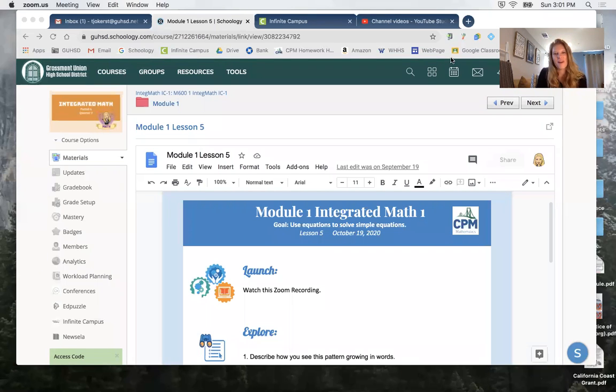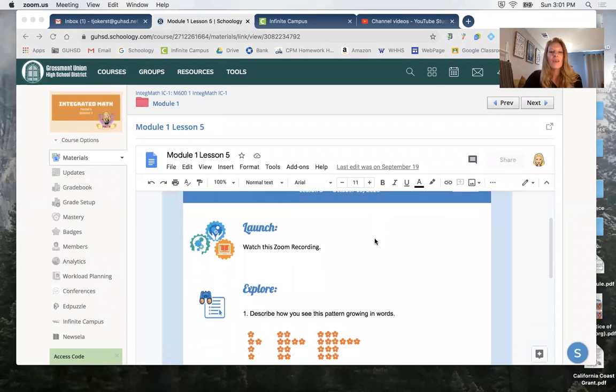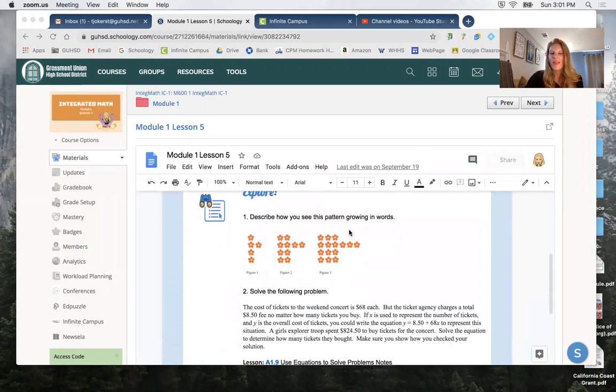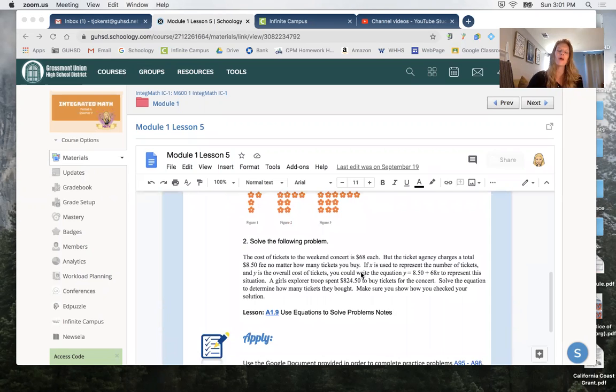Okay, so we are on Module 1, Lesson 5, the last lesson of the week. Congratulations on being one week in so far to integrated math. Today we're going to talk about patterning and real-world problems that can be represented by the equations that you guys have been using on your equation mat.